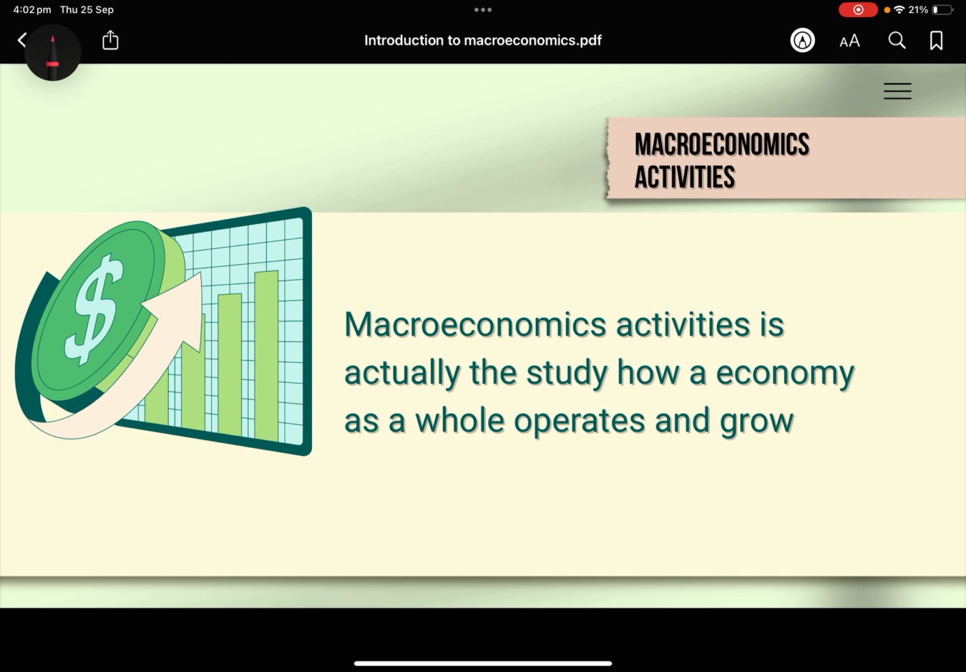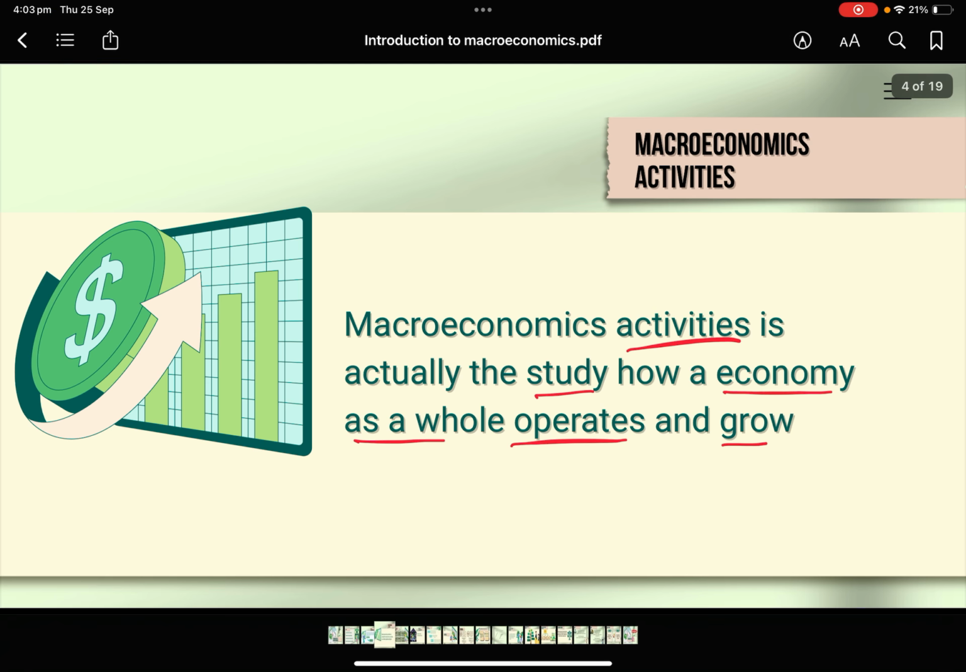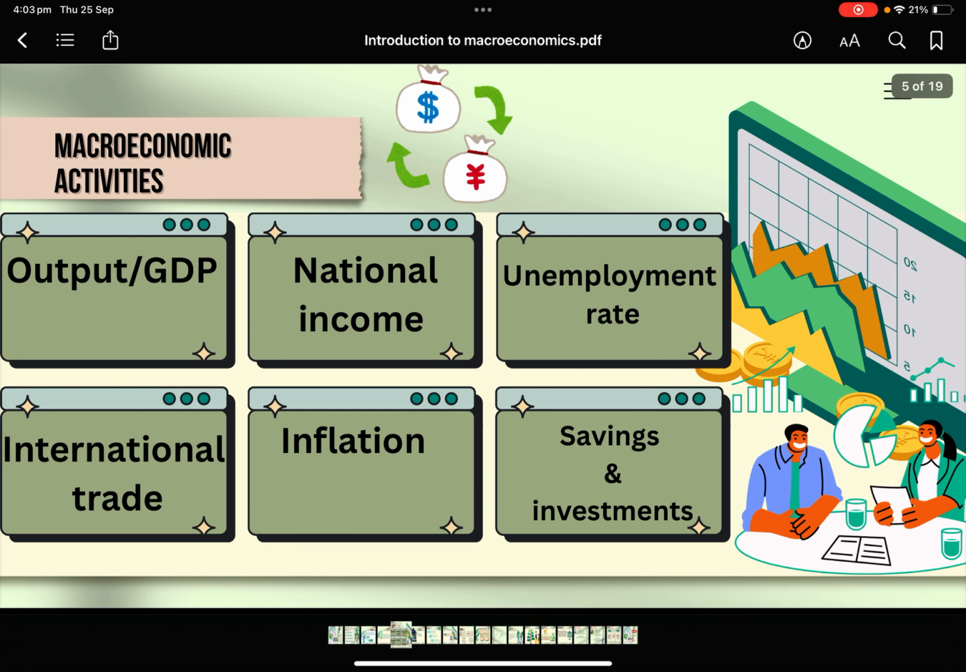Go to the next slide. The macroeconomic activities. What actually are macroeconomic activities? Macroeconomic activities are the study of how the economy as a whole operates or grows. So basically in macroeconomic activities we are going to study some points that give us information on how the economy operates, I mean how the economy works and grows. So what could be those points?